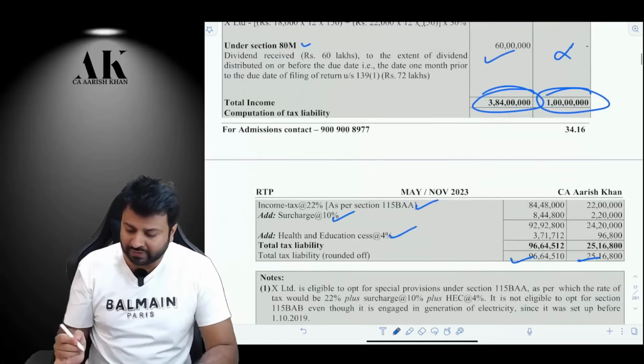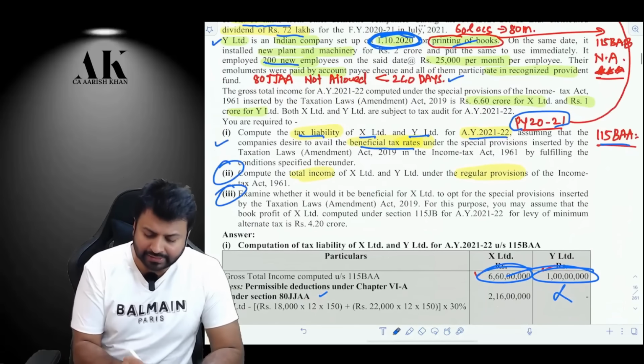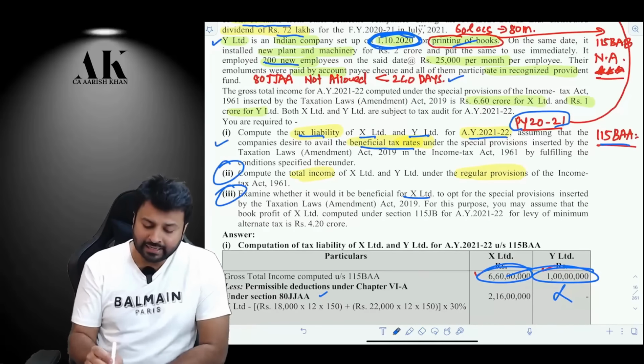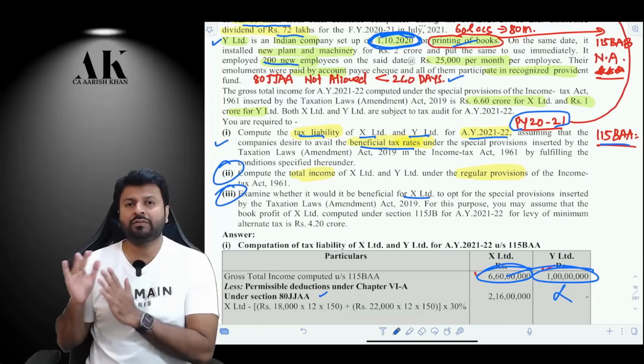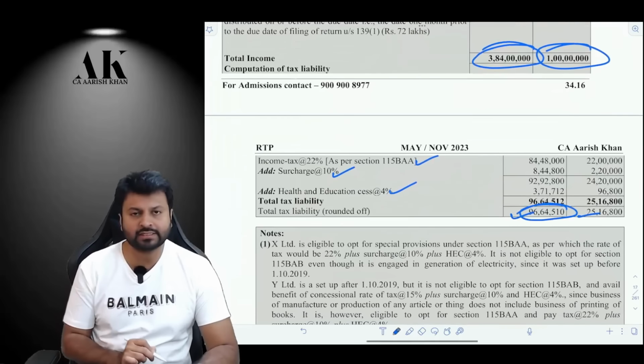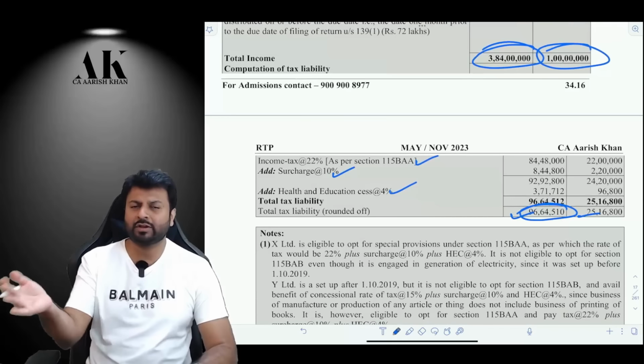Rest of the deductions are the same only. This is your total income. This is your part 2. And in part 3, they are saying that part 3 is only for X, it is not for Y. They are saying that whether it should opt for special provision or it should go for normal provision. Now remember, if you opt for special provision, your tax liability is 96,64,510. I am talking about X because part 3 is not for Y.